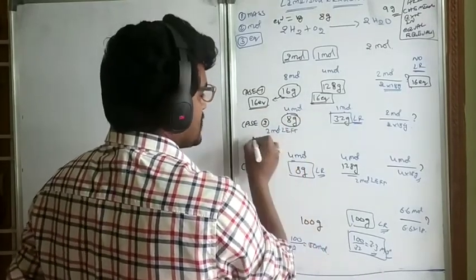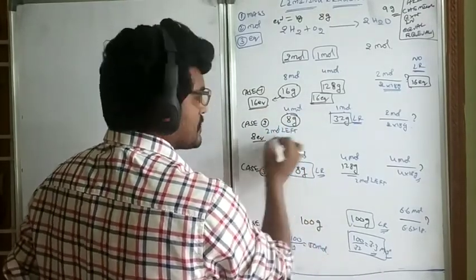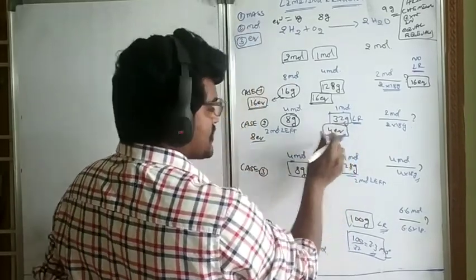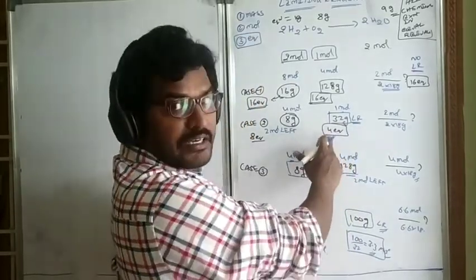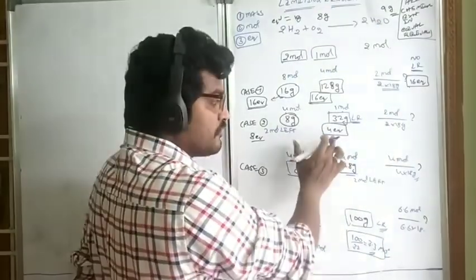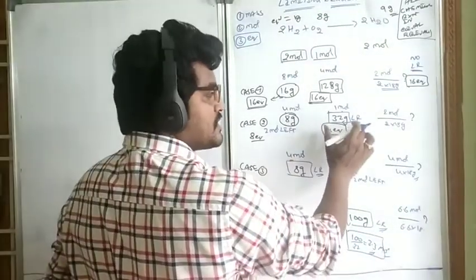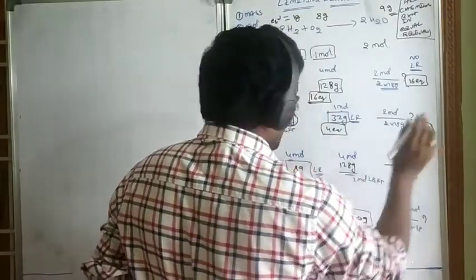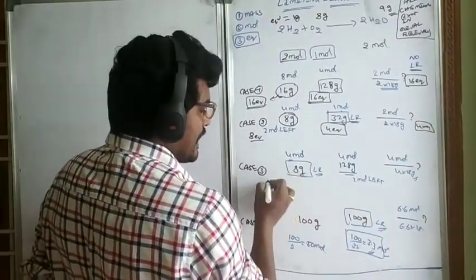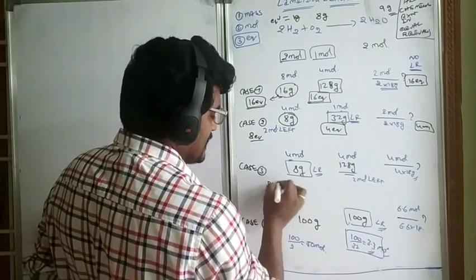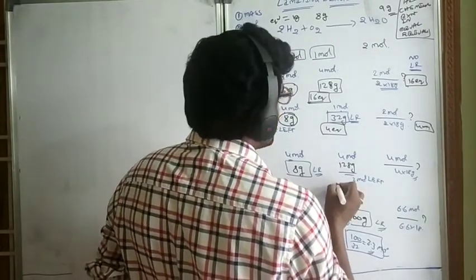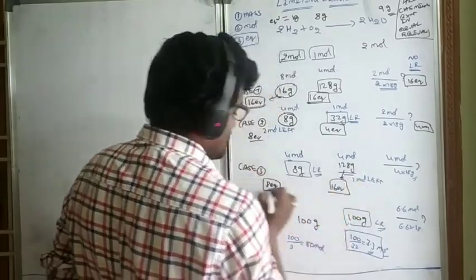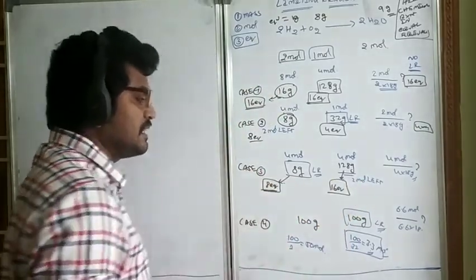For this one, you see 8 equivalents. 32 grams means here 4 equivalents. Since it is in less quantity, 8 equivalents require 8 equivalents, but here only 4 equivalents are there. So that's why this is the limiting reagent, and as per this, 4 into 9 grams is produced. Here you see 8 grams means 8 equivalents. 128 grams means how many? 16 equivalents. So this is the limiting reagent.